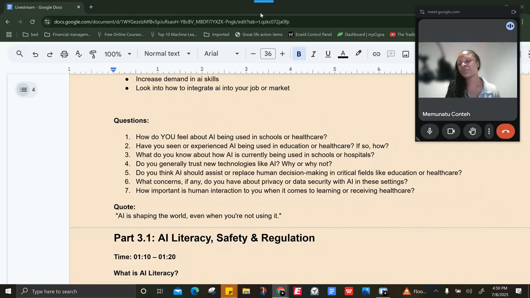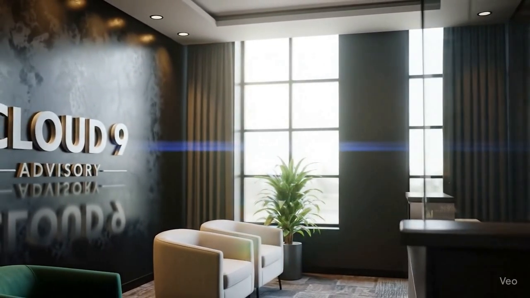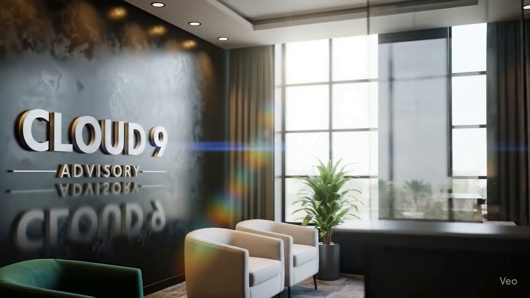Do you feel like once AI really gets really good at what it's doing in healthcare and education, do you think that it should just continue doing the job, or do we need humans around? Personally, I think we need humans around. Personally, I want humans around.